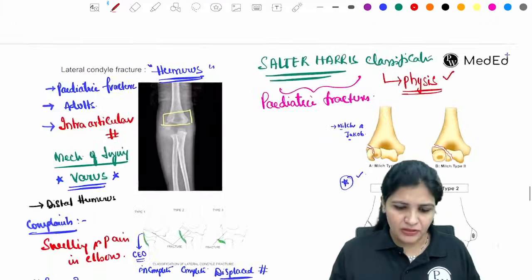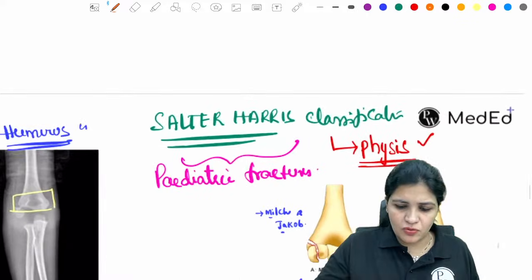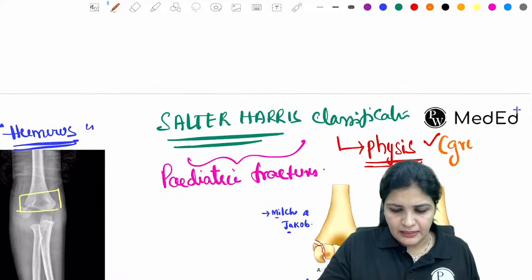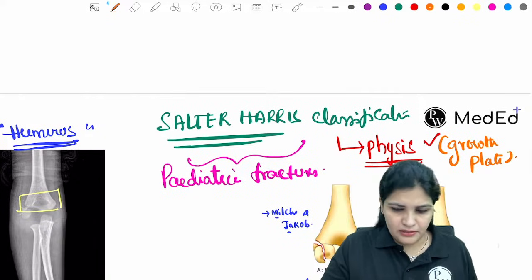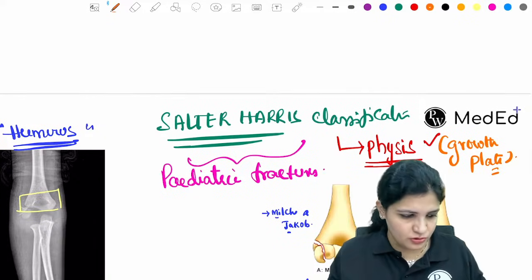Yes, the growth plate or the physis. Yes, the growth plate is also called the physis. Yes, bro, it is the growth plate, the physis.